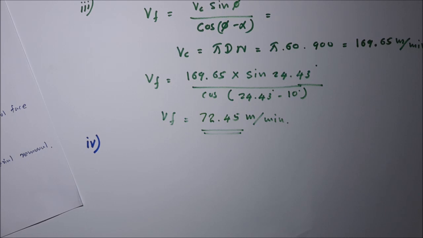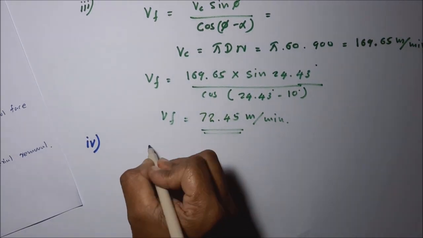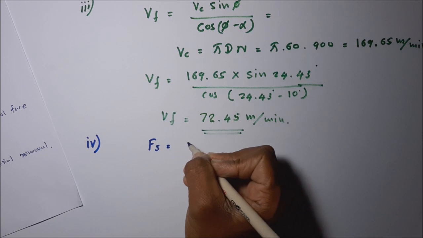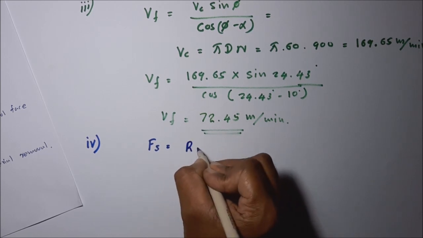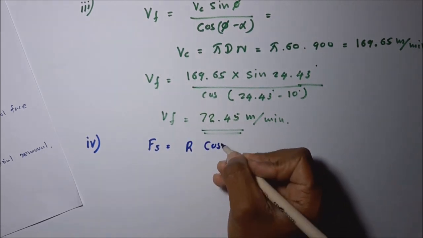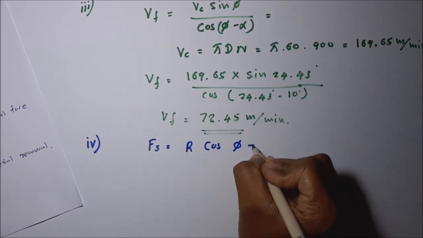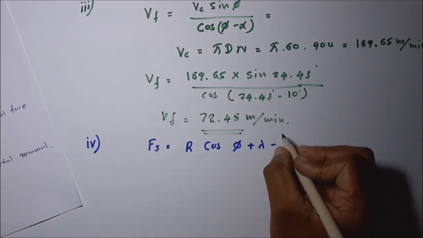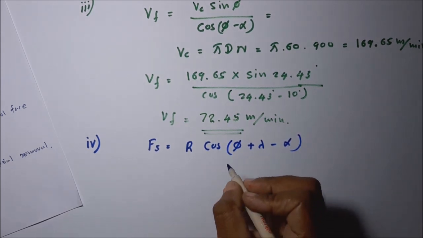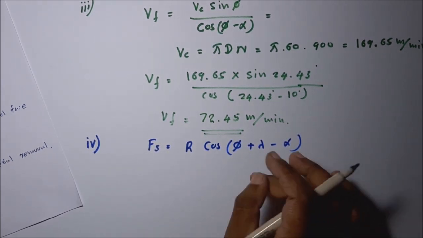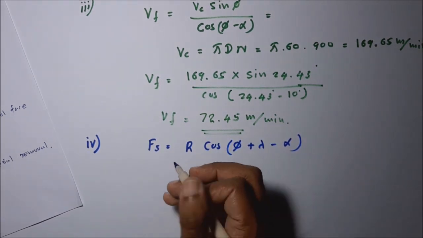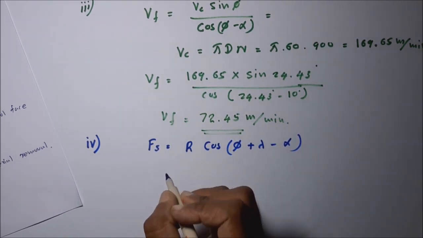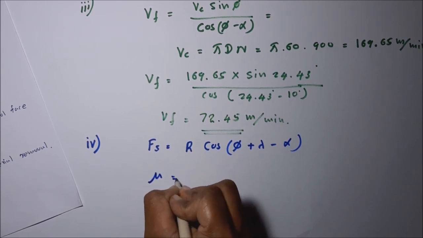The shear force Fs is equal to, last class we derived this equation, R cos(phi plus lambda minus alpha). This is the shear force. But here lambda is unknown. Lambda means the friction angle. First we have to calculate the mu to find the lambda.